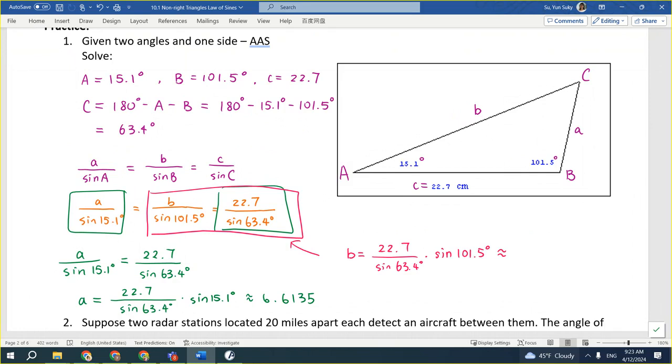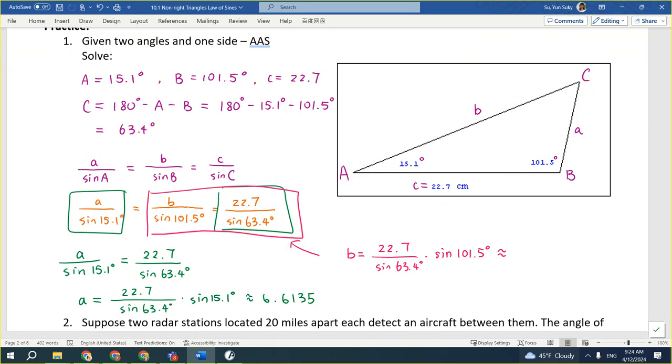Do you see this is very similar to the last expression? So you don't need to re-enter everything. In your calculator, can you go up to the previous line and just replace the 15.1 with 101.5? Can your calculator do that? Just go up to the line above, and then change the number. That will save you some time.